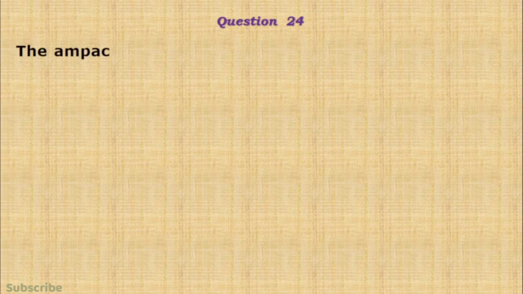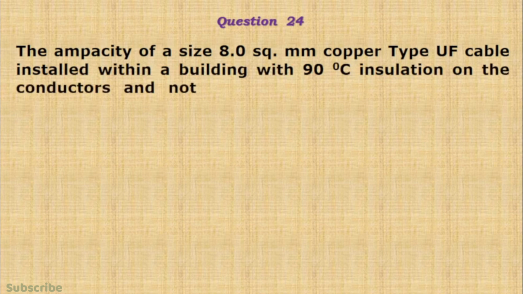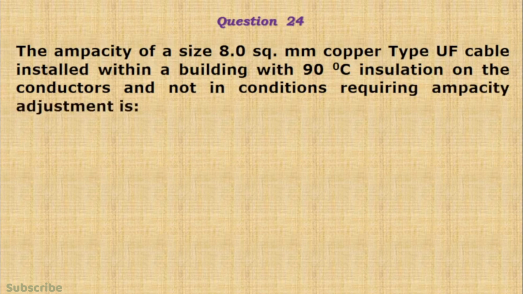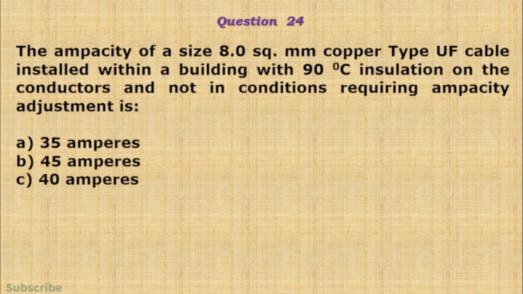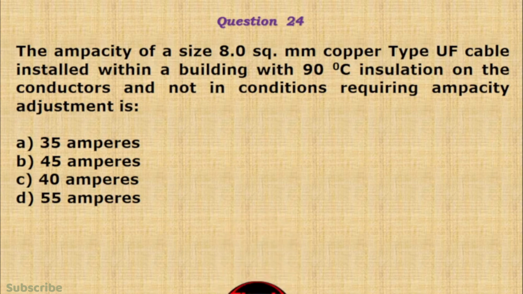Question number 24. The ampacity of a size 8.0 square millimeter copper type UF cable, installed within a building with 90 degrees C insulation on the conductors and not in conditions requiring ampacity adjustment, is A. 35 amperes, B. 45 amperes, C. 40 amperes, D. 55 amperes. The correct answer is letter C, 40 amperes.